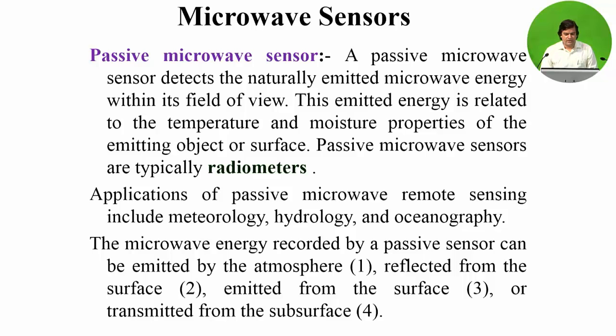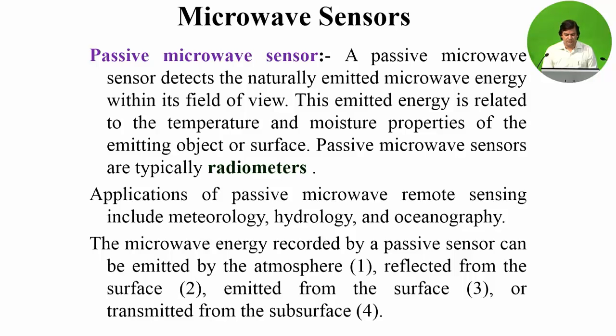When we are talking about microwave remote sensing, it includes two types of sensor: one is passive sensor, another is active sensor. A passive microwave sensor detects the naturally emitted microwave energy within its field of view. This emitted energy is related to the temperature and moisture properties of the emitting object on the surface. Passive microwave sensors are typically radiometers. Radiometers are the only sensors available in the microwave region of the electromagnetic spectrum which work as passive sensors. All the remaining sensors are active sensors.